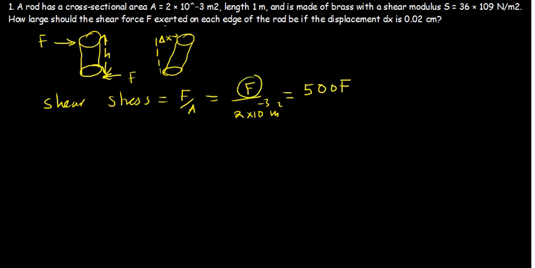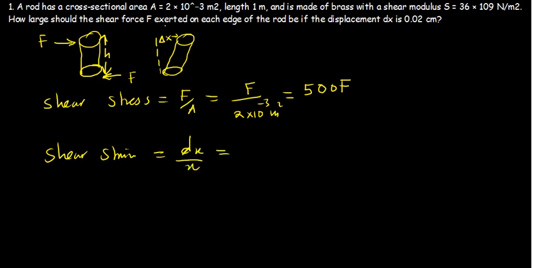F is still there, so we just keep the F there. So that is how we get to find the shear stress. But we also know there is a certain change in length, dx. I could have also written it as delta x, that's the same change in length. We can also determine the shear strain. And we know shear strain is given as dx over x, or change in length over actual length.